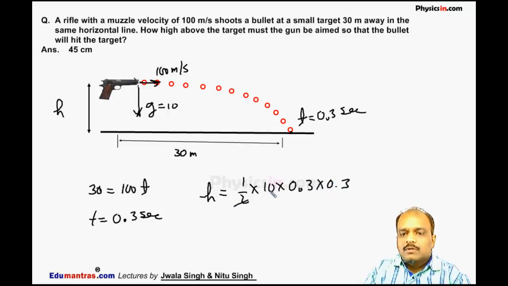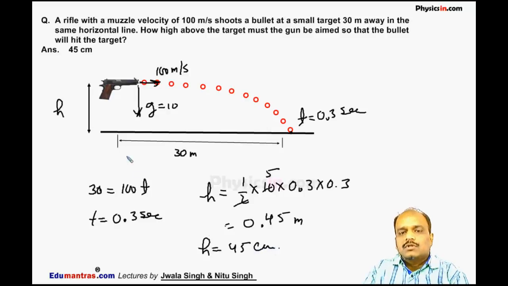So it comes out to be 5. This is equal to 0.45 meter, or h is equal to 45 centimeter. So we have to keep this gun at a height of 45 centimeter above this target.